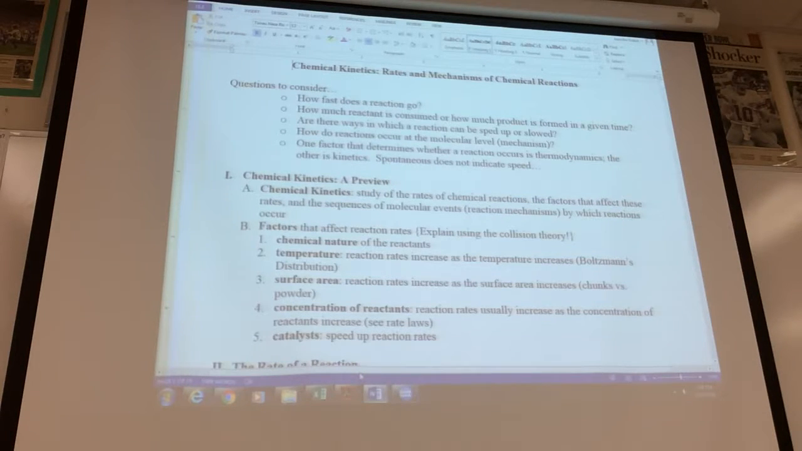Are there ways a reaction can be sped up or slowed down? Sure. We heat up a lot of our reactions. Heating up reactions causes particles to move faster. They're more likely to collide effectively, hence an increase in reaction rate. Increasing the concentration is another factor that can increase reaction rate.